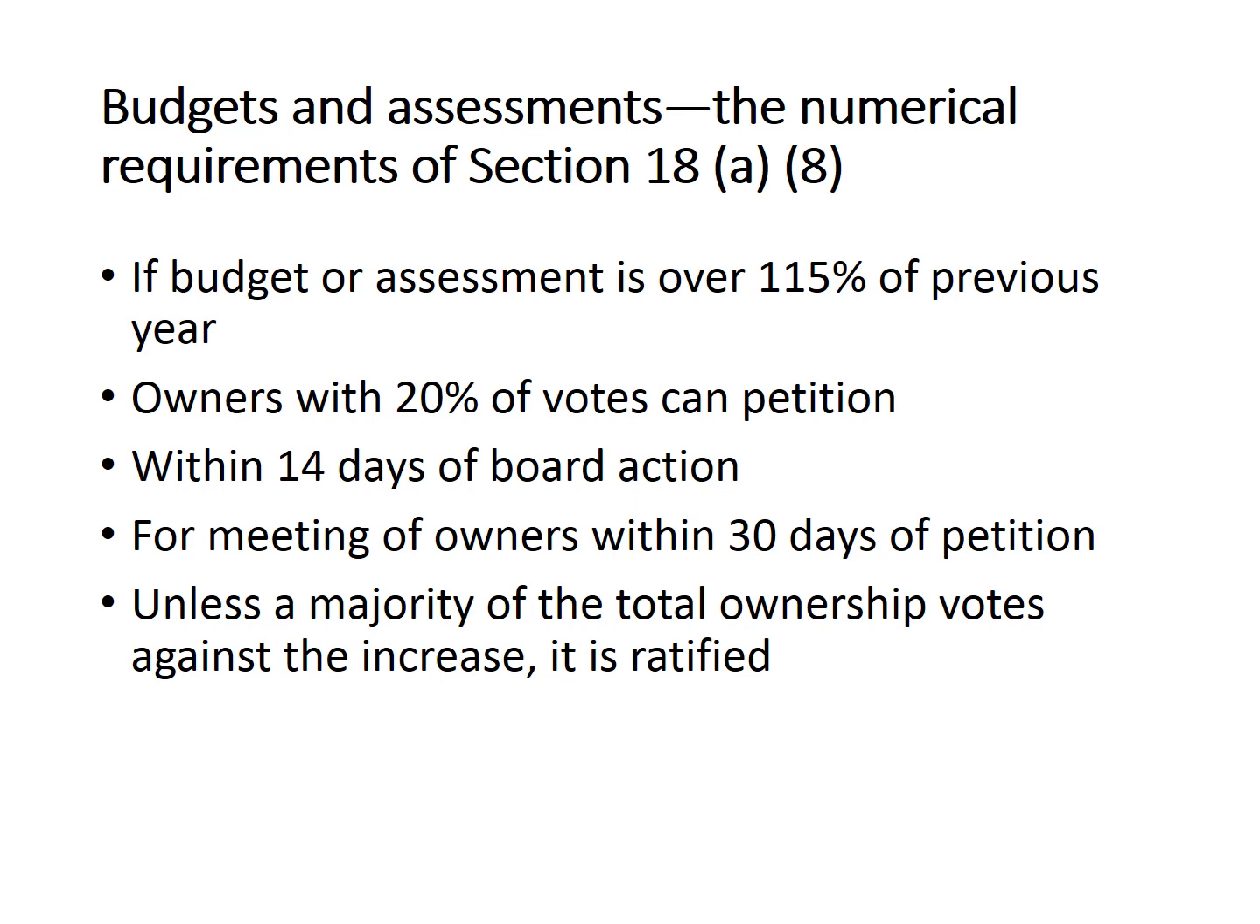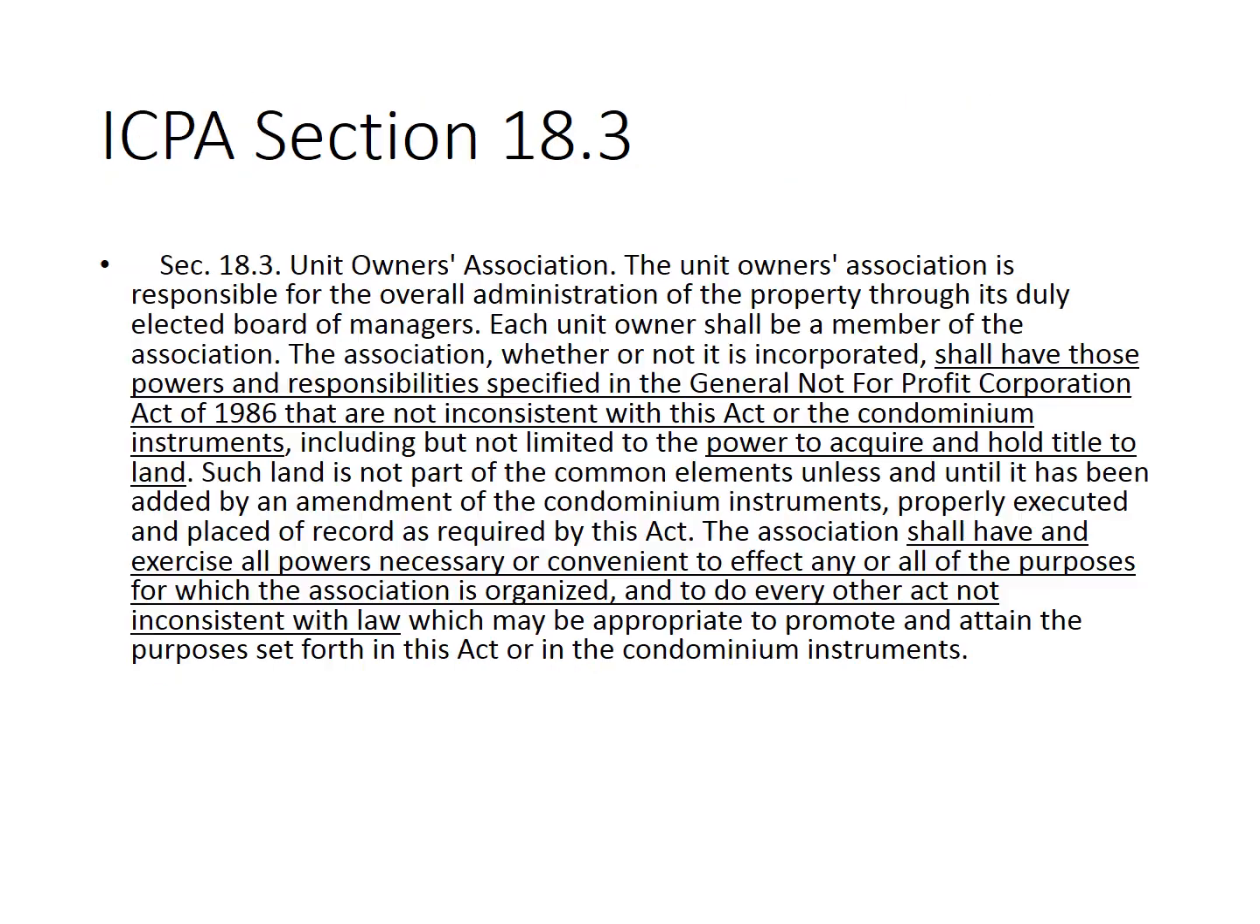So basically, it's a protection against it. It's a fail-safe, a check on a board that imposes excessive assessments or a huge budget increase, and so 1/5 of the owners can petition for a meeting, and at that meeting, it's possible for a majority of the ownership votes to veto the increase. But understand, getting a majority of the total ownership votes for anything is really tough because many people don't vote at all. So that complicates the process of getting a majority of all total ownership.